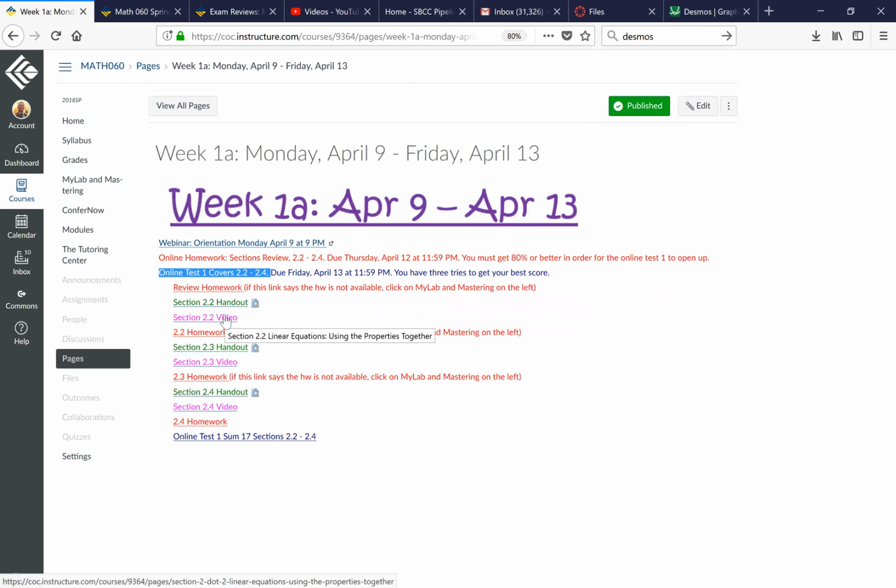The video for section 2.2 that goes over that handout is the one in the pink. Once you're done with that, then you do your 2.2 homework. Then on to the 2.3 handout, 2.3 video, 2.3 homework. Then on to the 2.4 handout, video, homework. And then you should be ready for your online test 1. It's going to be due Friday, April 13th.